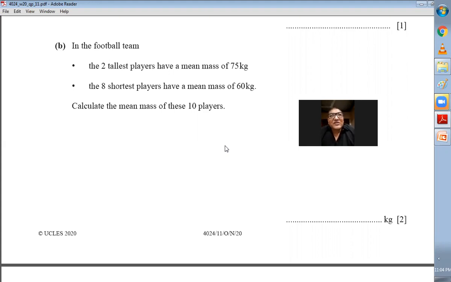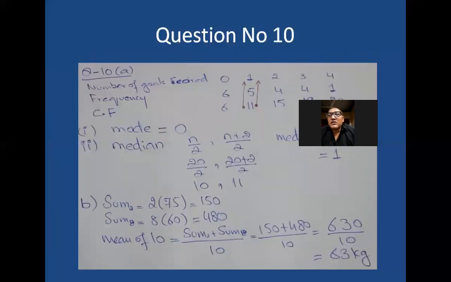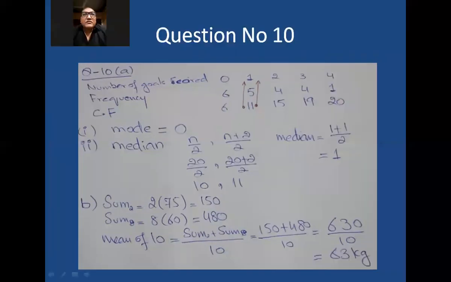Then his question is to calculate the mean mass of these 10 players. If you want to find the mean mass of 10 players, then what I will do is sum of 2 plus sum of 8, divided by 10. Very simple. This is how you find the mean mass of the 10 players. I've done this on paper. Let me show you. So here we go.